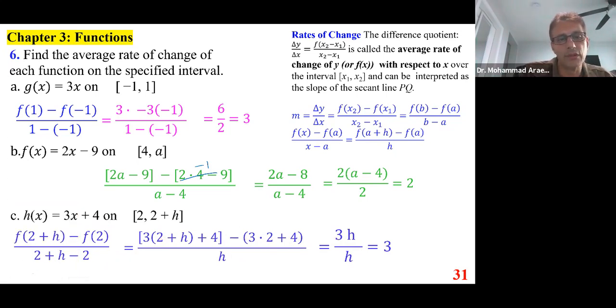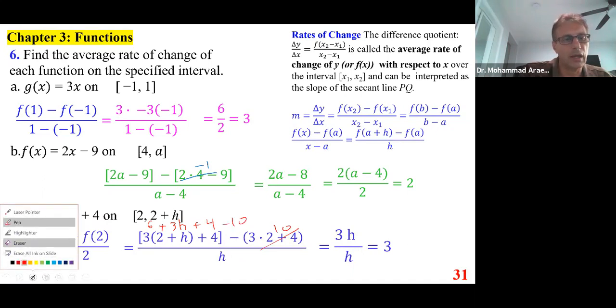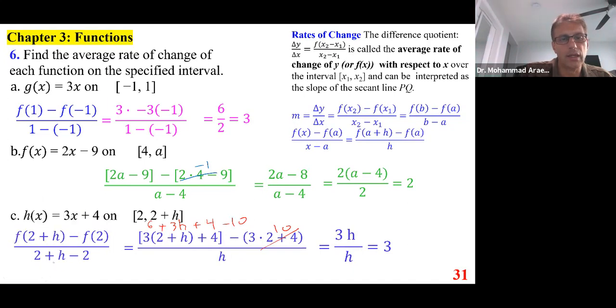We are distributing number 3. We have 6 plus 3h plus 4. And I hope you realize this is 10, therefore minus 10. 6 plus 4 minus 10, they add up to 0. Therefore, we have 3h over h equals 3 as the final answer.